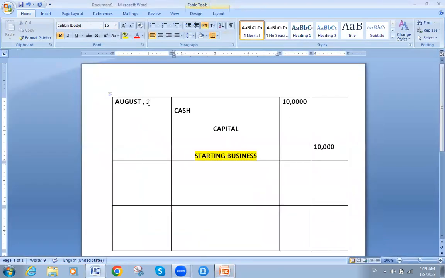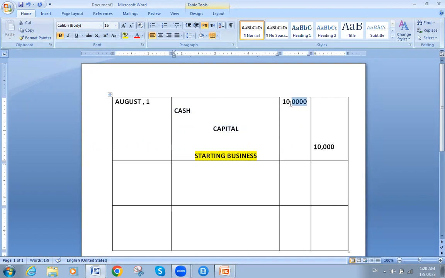So I will do August 1. From cash, look at this. The debit, we put it to the far left, and the credit, we put it just a little bit in the middle or to the right. But we don't put them beneath each other. No. One to the far left and the other one to the right. From cash to capital means cash will be on the far left and capital will be in the middle or to the right.